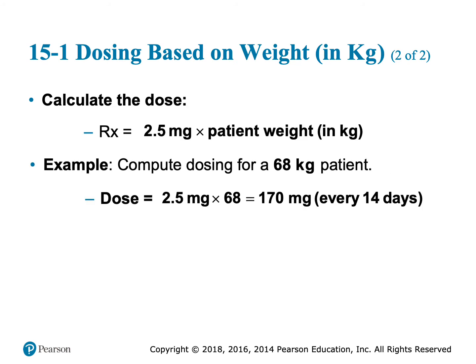All right, let's look at how it's written out here. Same information that we just went over. The prescription says 2.5 milligrams times the patient's weight in kilograms. And the way we're going to compute this is we're going to multiply 2.5 milligrams, which is the dose, times 68, which is the patient's weight in kilograms, and that's going to give us 170 milligrams.